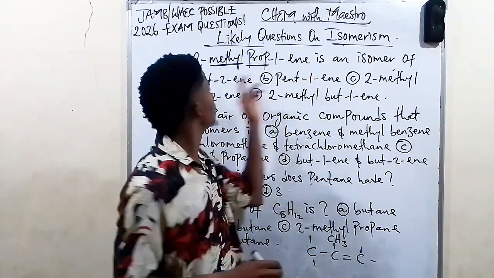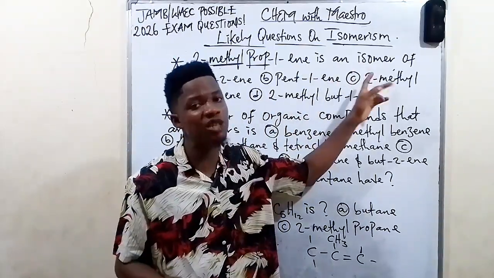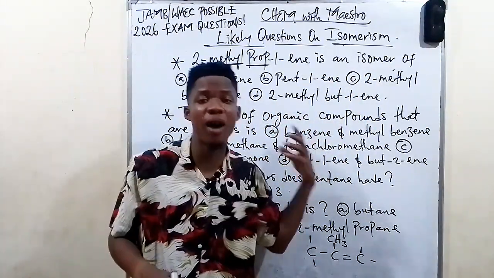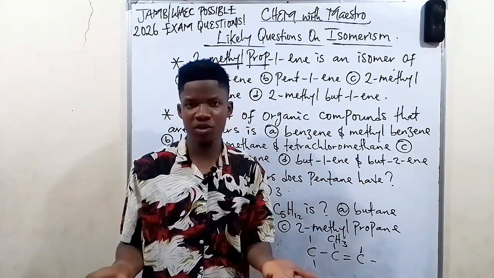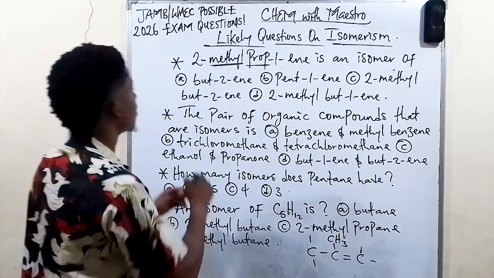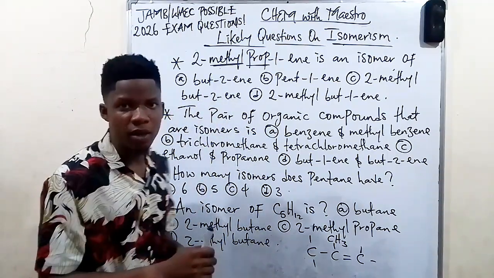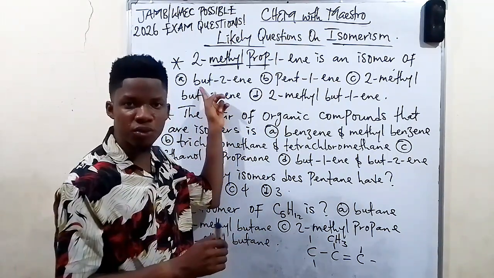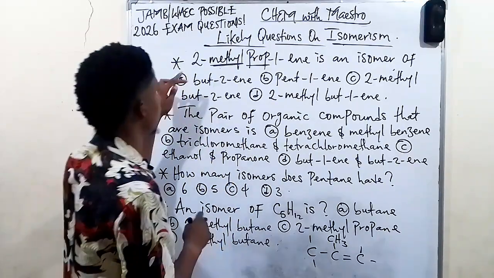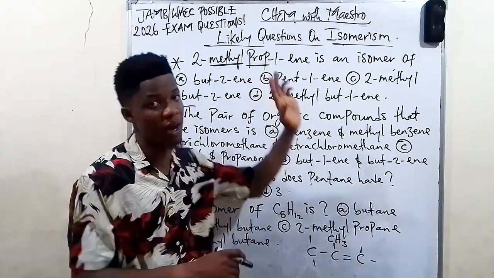Now, 2-methyl prop 1E is an isomer of. How do you know the isomer? Just go to the options. Which one has 4 carbons? That's just it. Which one possesses 4 carbons? Look at it. A, butane. Butane only has 4, which is similar to 2-methyl prop 1E.